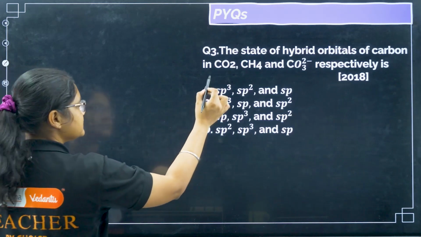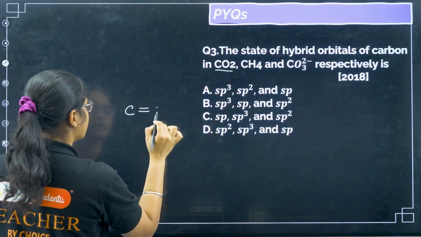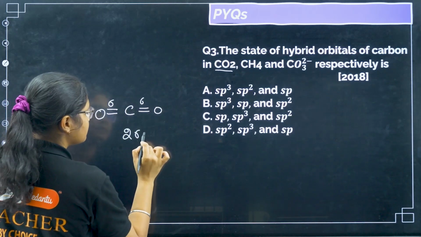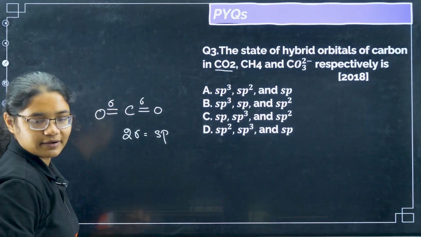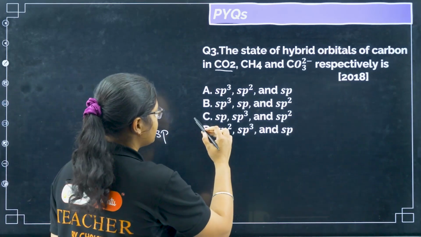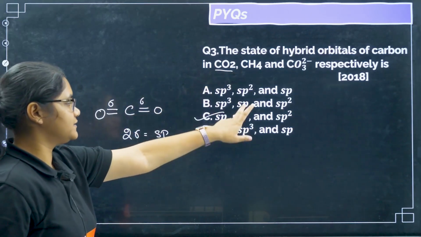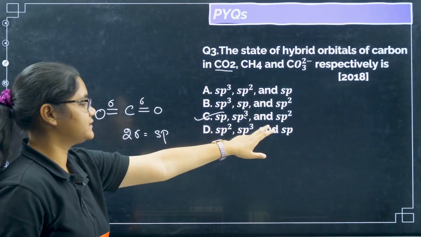Next, the state of hybrid orbitals of the carbon. If I see CO2, I have 2 sigma bonds. 2 sigma bonds means it is sp hybridization, right? Sp hybridization, I have only one with the first option, so option number C. CH4 is sp3, CO3 2- is sp2.